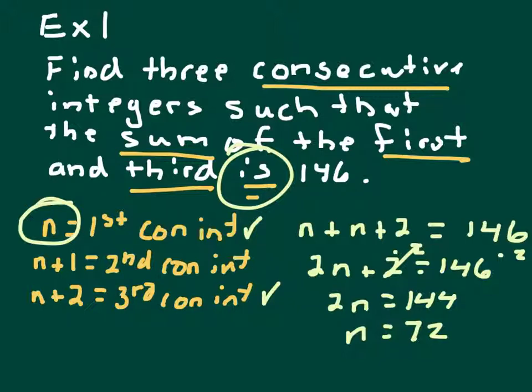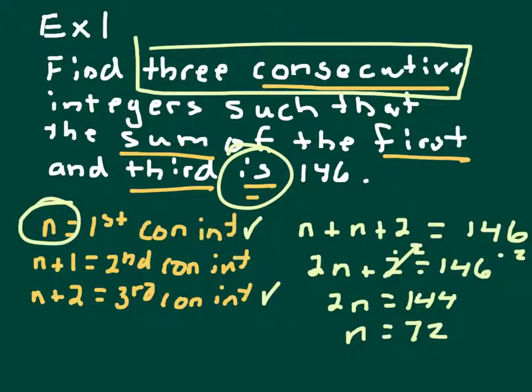Now I'm going to go back to the problem. What's it asking me to find? Well, it wants you to find the 3 numbers. So the first one is 72. What would be my next one? Well, I take 72 and I'd add 1, so it'd be 73. And then take 72 and add 2, it'd be 74.